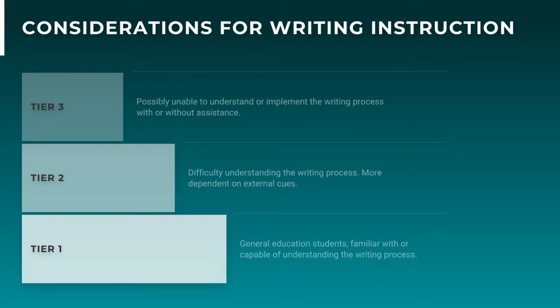Students at Tier 3 are generally those who are unable to understand or implement the writing process with or without assistance. Challenges may extend to the actual mechanics of putting words and thoughts on paper, requiring these students to need assistive technology or intense instruction and practice in handwriting and typing to help with transcribing ideas.